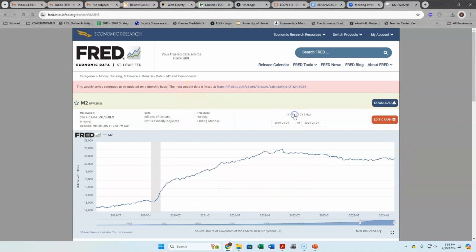Let's just look at this over 5 years. So look at this. The money supply, the amount of M2, right before COVID was about, what, $15 trillion? And then it almost increases by 50% in 2 years. Of course you're going to have inflation, is what the monetarists would say.